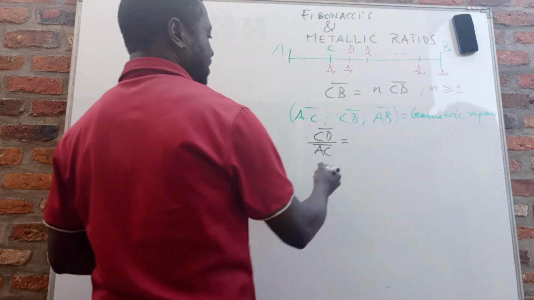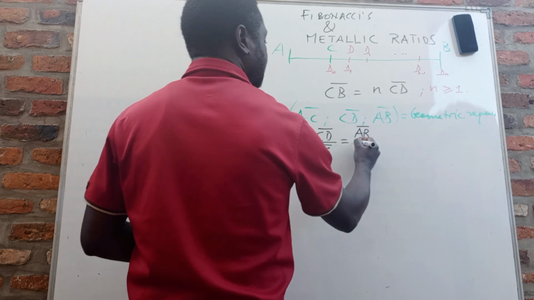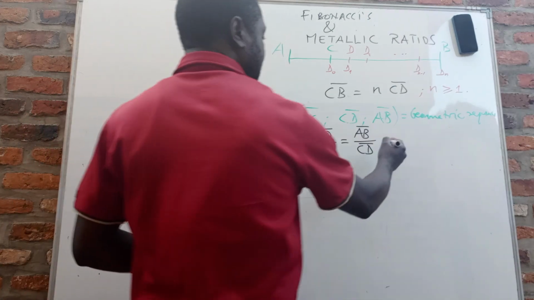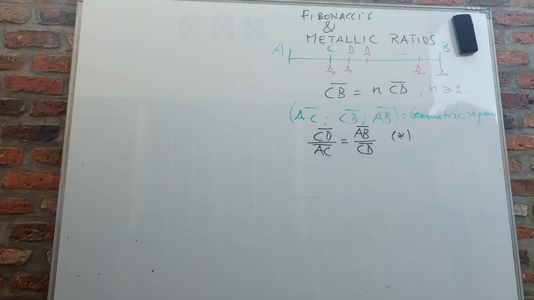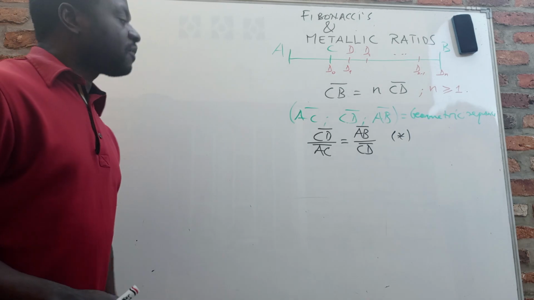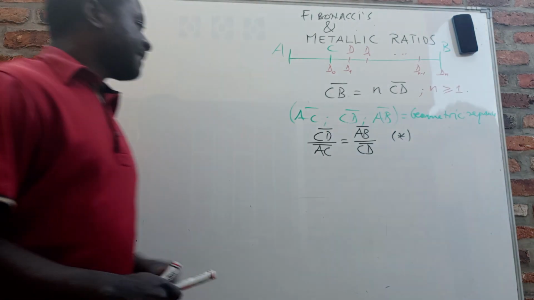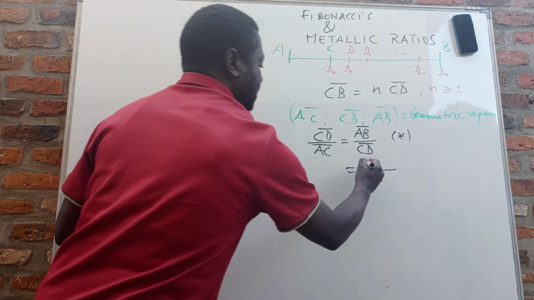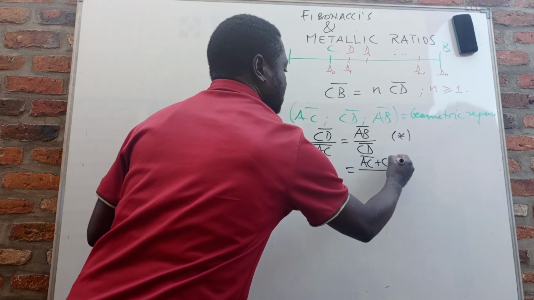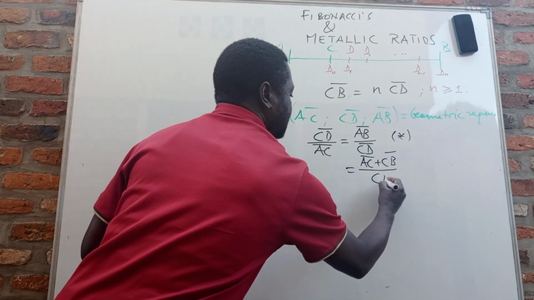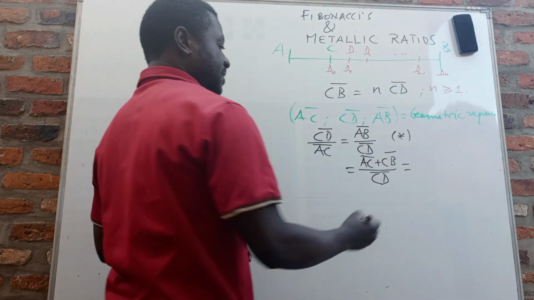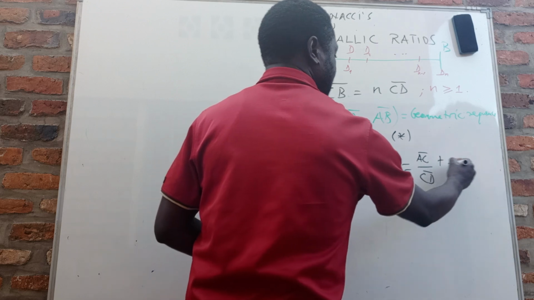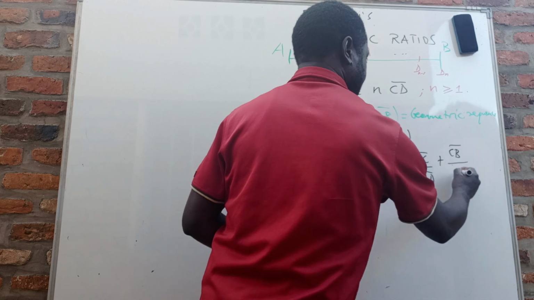In that case, we have CD over AC equal to AB over CD. Now this makes another condition which is important because it will lead us to the expression of the metallic ratio, which is CD over AC. So we can subdivide AB into AC plus CB, as we have indicated before, divided by the common denominator. It is going to be the sum of two terms: the first ratio AC over CD, plus CB over CD.